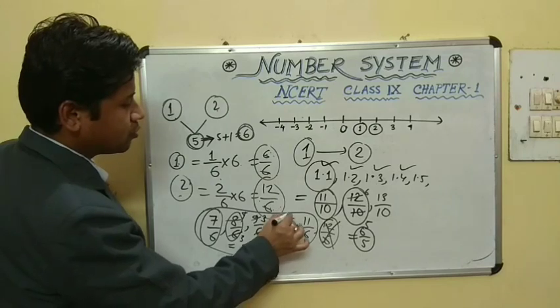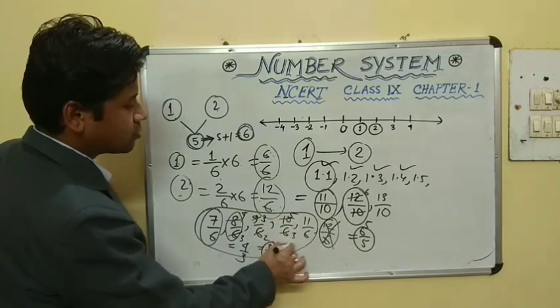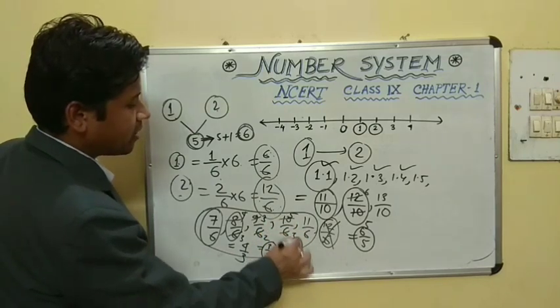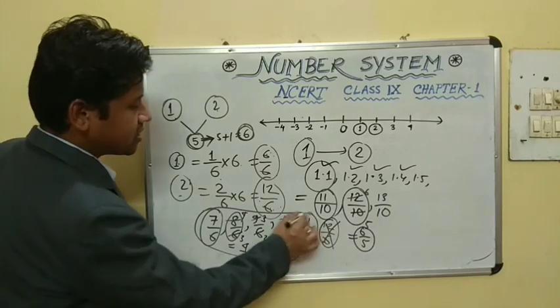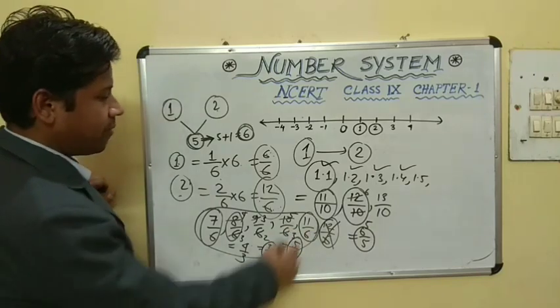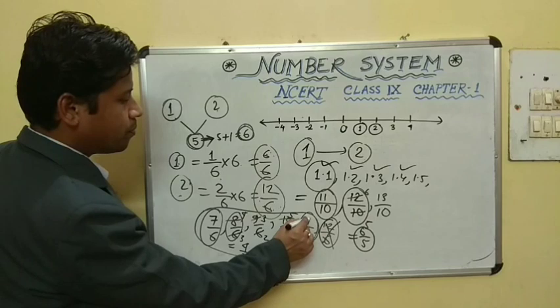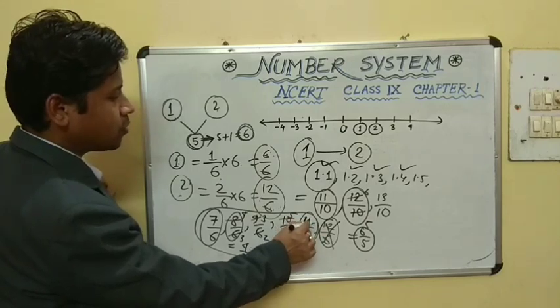And after that, 2 fives are and 2 threes are. So 5 upon 3 will be there. So in the same system, 11 by 6 is there. No problem is there. They are co-primes, both of them.